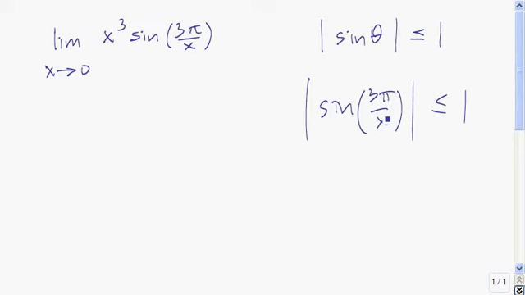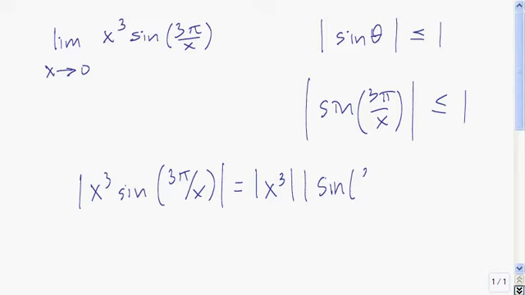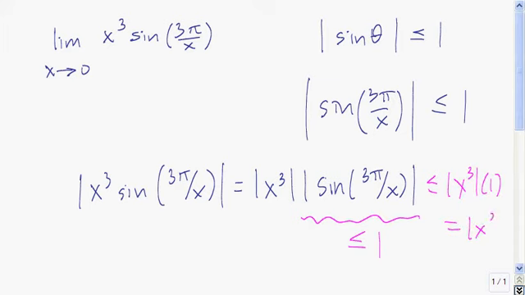Using that fact, that for x not equal to 0, this is true, we're going to establish an inequality involving this. So the way we can start by doing that is take the absolute value of the whole function. Okay, using properties of absolute values, we can write this as the absolute value of x cubed times the absolute value of sine of 3 pi divided by x. Okay, now since the sine of 3 pi over x in absolute value is less than or equal to 1, as long as x is not equal to 0, the absolute value of x cubed times this is going to be less than or equal to the absolute value of x cubed times 1, which is just the absolute value of x cubed.